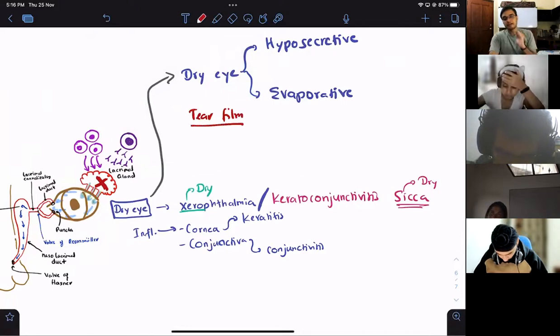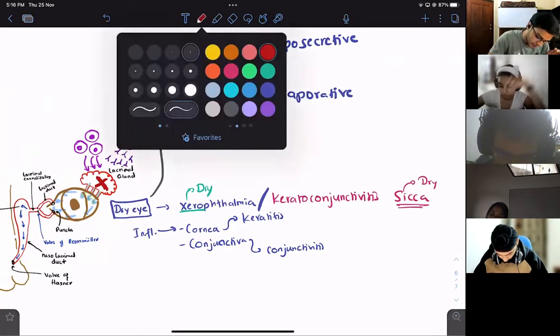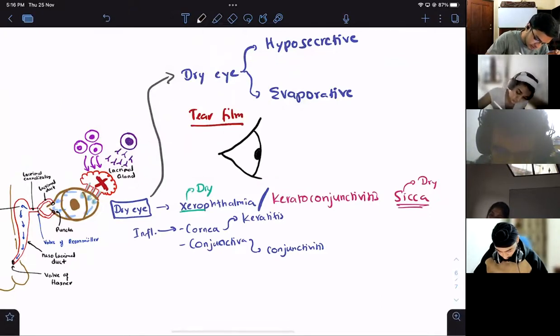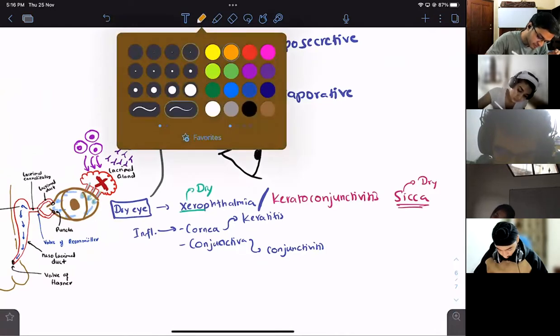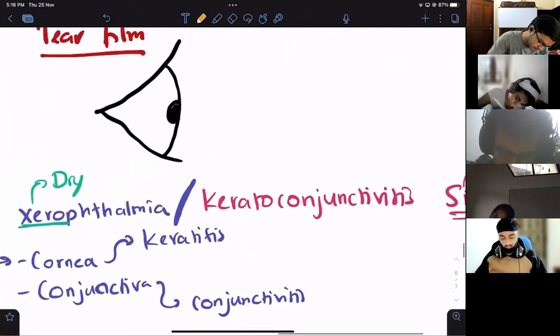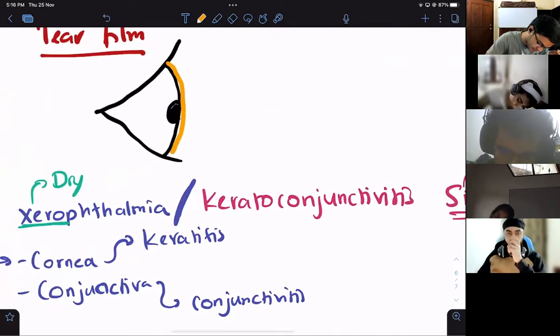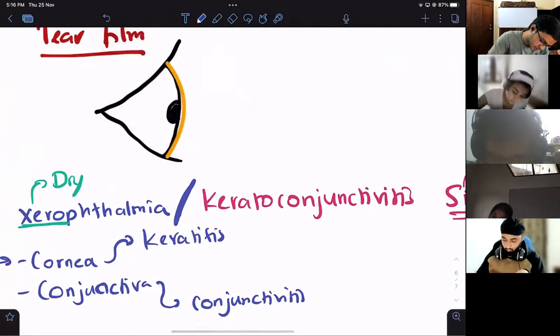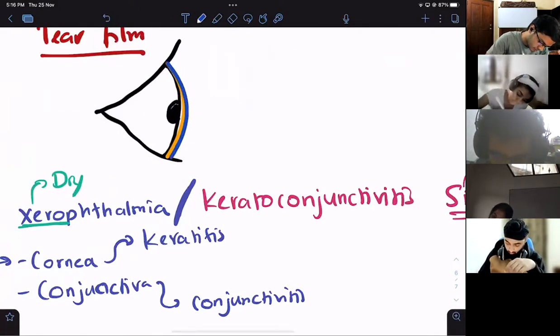We'll look at this tear film a little bit. If you look at the eye, it looks something like this. If I draw the eye like this, the tear film is made up of 3 layers, guys. Inner layer, one. Then in another color, you all can draw the middle layer. Yeah, 2.